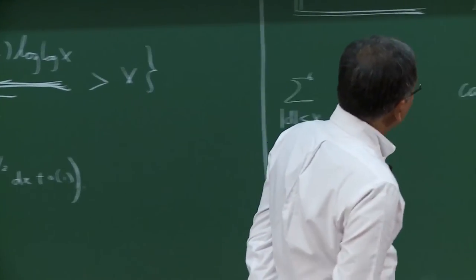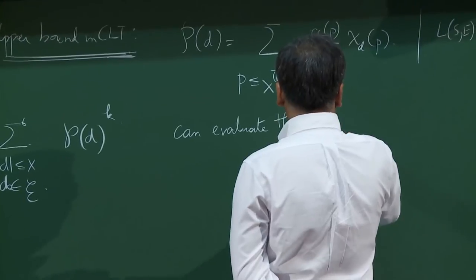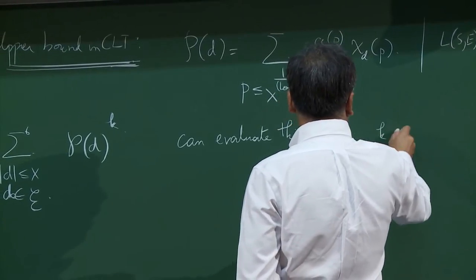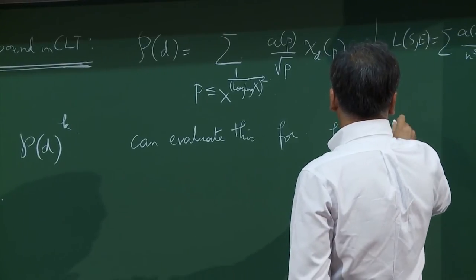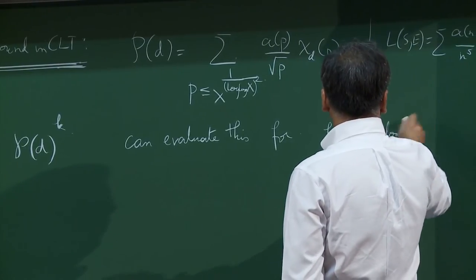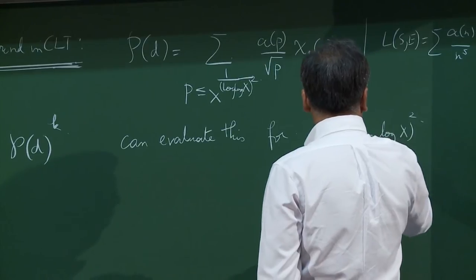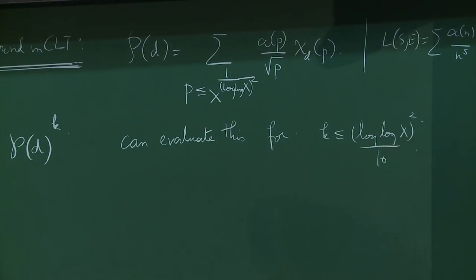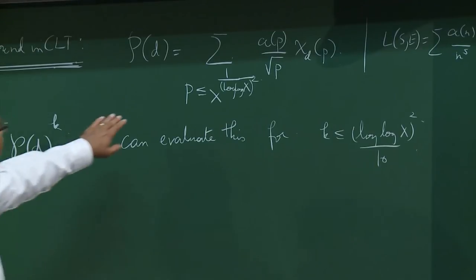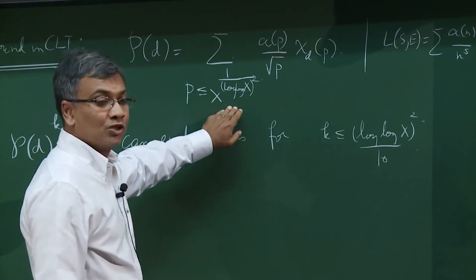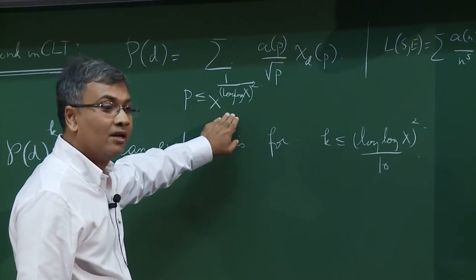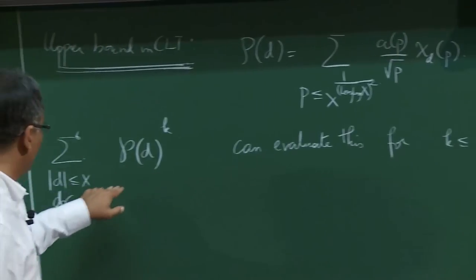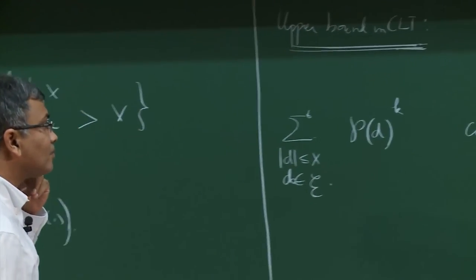So we can evaluate this for a wide range of values of k, for all k up to log log x squared, essentially. Let's put over 10 here if you want to make the case that it's a very small Dirichlet polynomial that you're trying to average. When you expand this out, you get terms which only go up to x to the 1/10, and then you can evaluate any Dirichlet polynomial that you like of such a short Dirichlet polynomial over this.